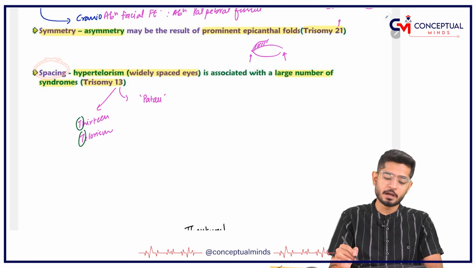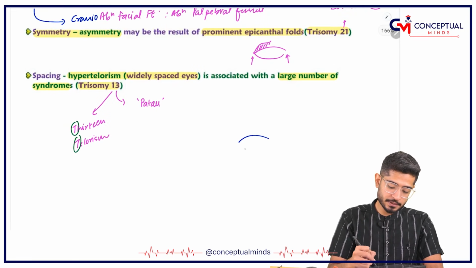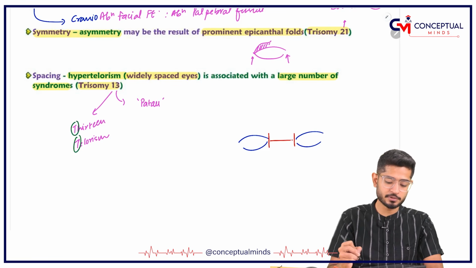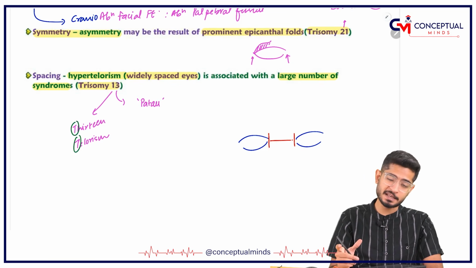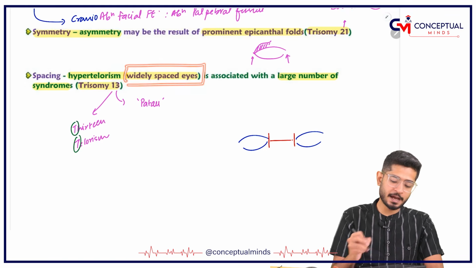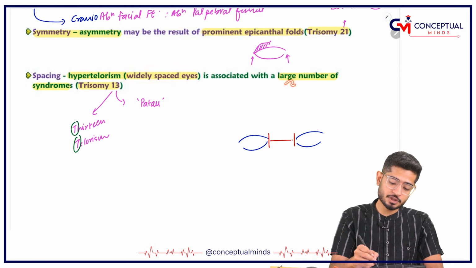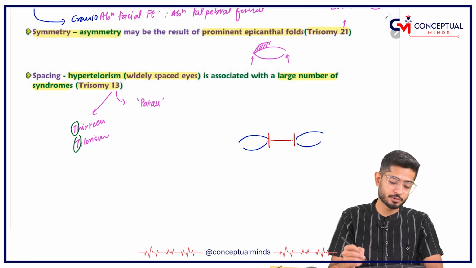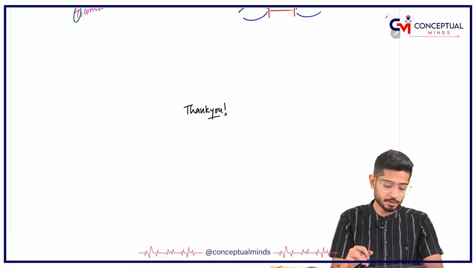Coming on to spacing, hypertelorism. Very simple, very easy to understand. Supposedly this is one eye, this is the other eye. In between both eyes there is a normal gap. If this gap is increased, it causes widely spaced eyes, which is associated with a large number of syndromes, and one of them is going to be 13. Which syndrome? Trisomy 13. T for 13, T for Telorism. Alright, easy to remember, good.